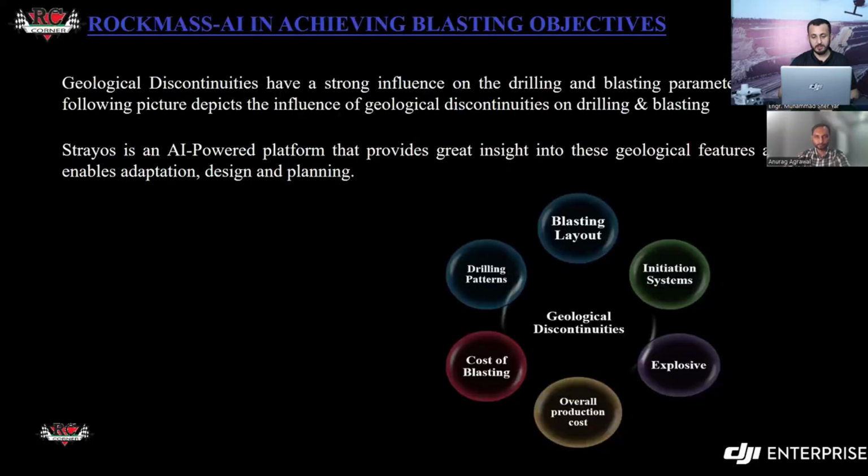So for the rock mass AI, as you know, the rock mass has different geological undulations, like fault lines, joints, and some discontinuities that will affect the drill and blast. So Strayos, which is an AI powered platform, will provide you a great insight into the geological features, which enables you to adapt this technology for design and planning.